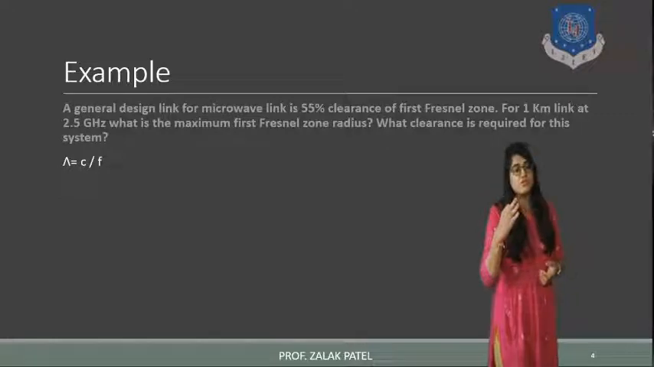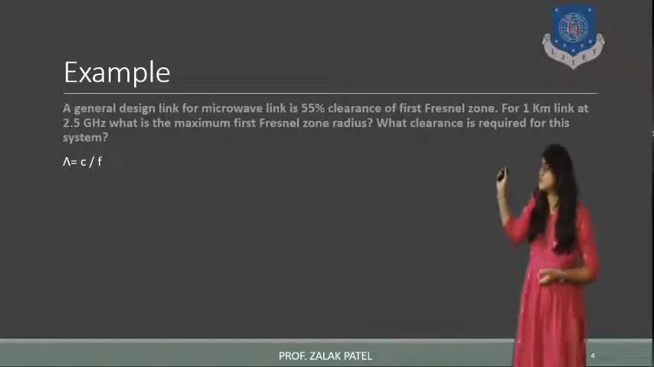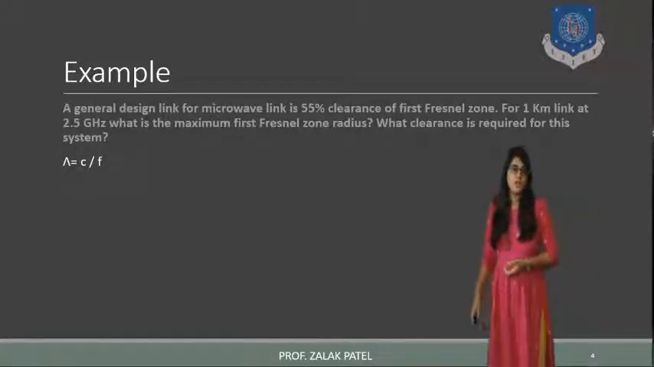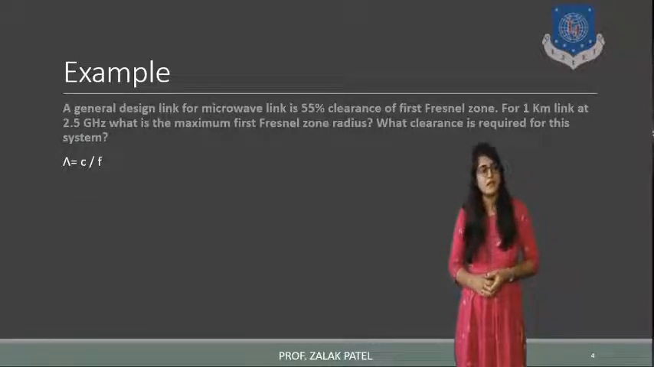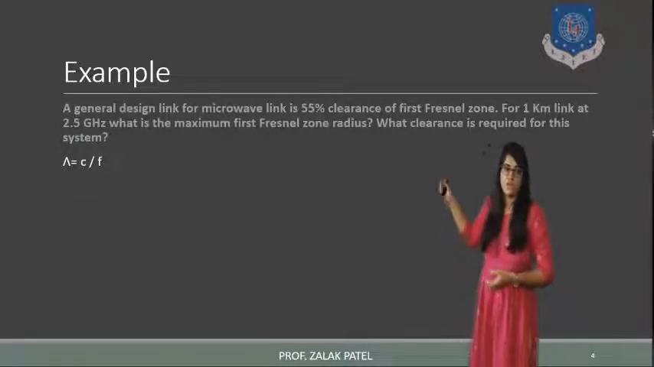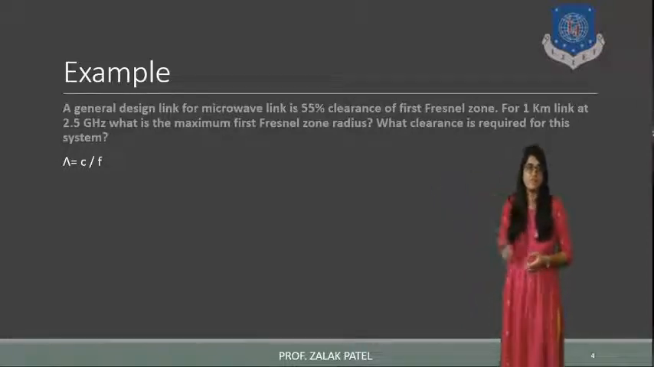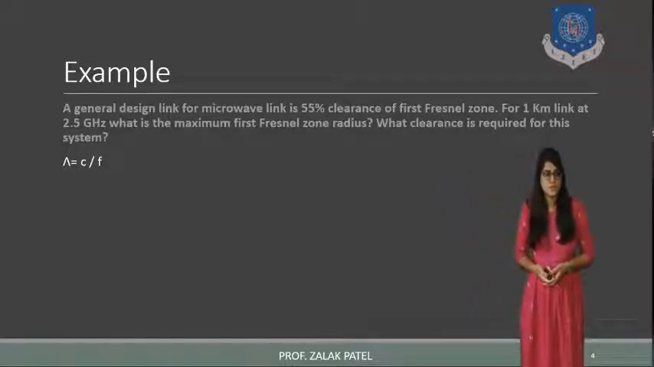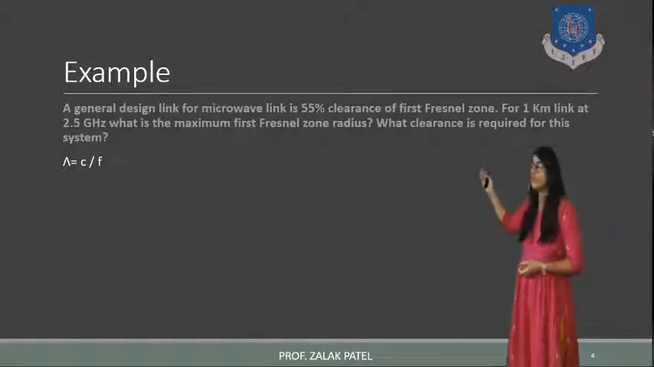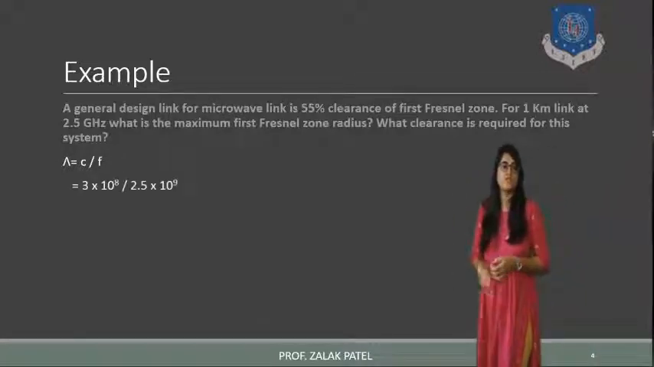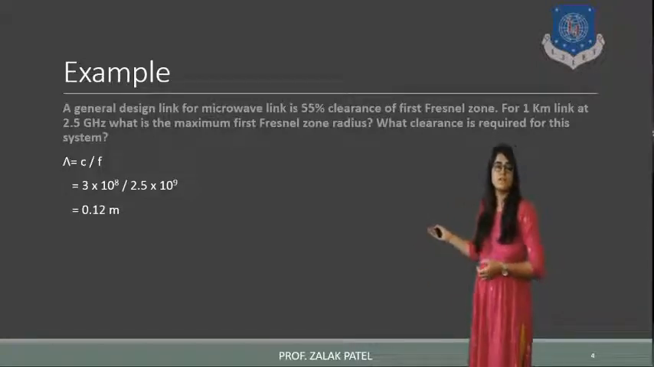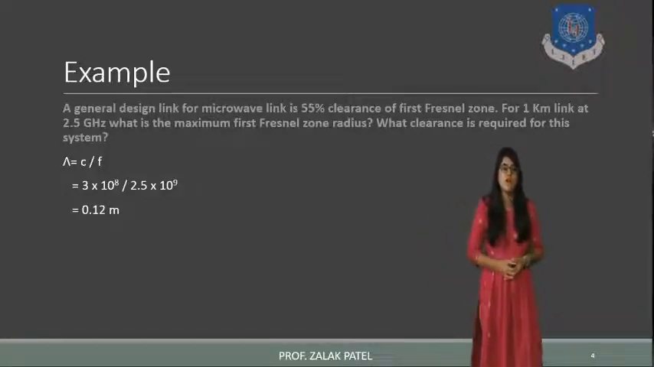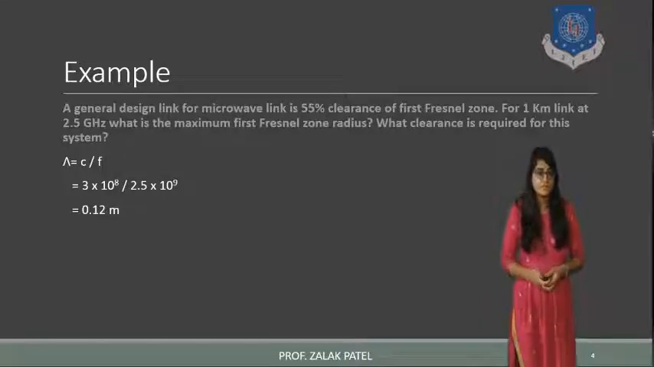But lambda is equal to c by f. Why do we take c? Because here there is no medium given in the problem statement, and if there is no medium, we have to consider that free space itself is a medium. So lambda is equal to c by f. We know c is equal to 3 into 10 raised to 8. Frequency is 2.5 gigahertz, means 2.5 into 10 raised to 9. If you calculate it, you get the answer, that is lambda is equal to 0.12 meter.